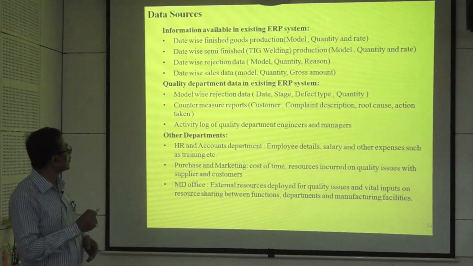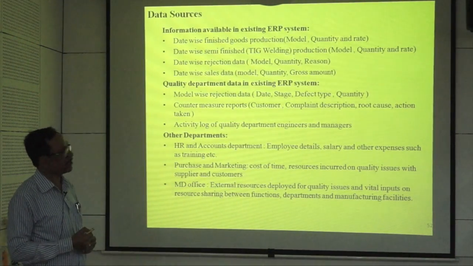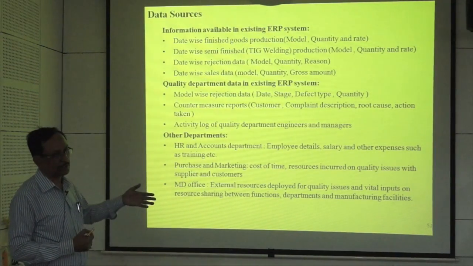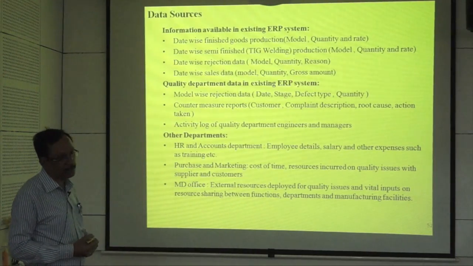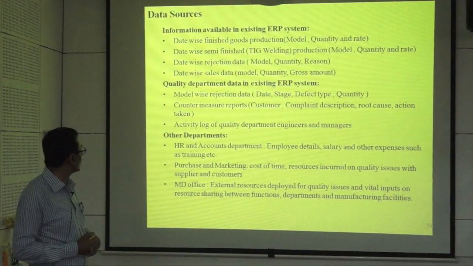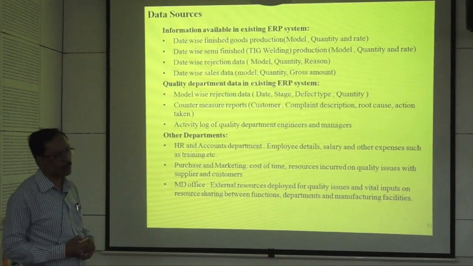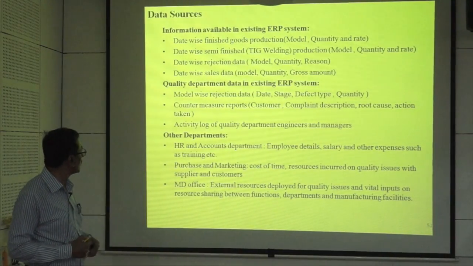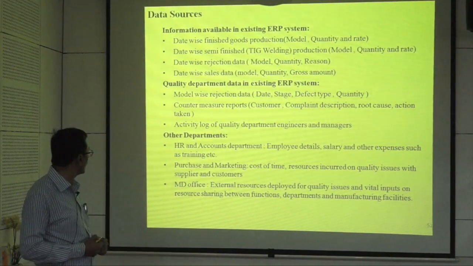This I call as 80% of the data, which is available on the ERP. That is date-wise finished goods production, model-wise quantity, and what is the cost of that. Date-wise semi-finished, TIG welded stage production, date-wise rejection data, date-wise sales data. Okay, production data is different, sales data is different. Then model-wise rejection, this is fed by the quality department. Countermeasure reports, that is based on the customer complaint, what activity has been done, that is a countermeasure report, and the activity log of the quality department. These are the 3 things.